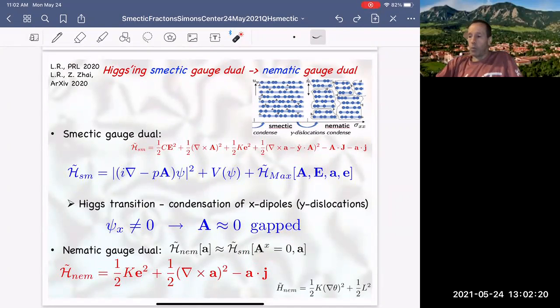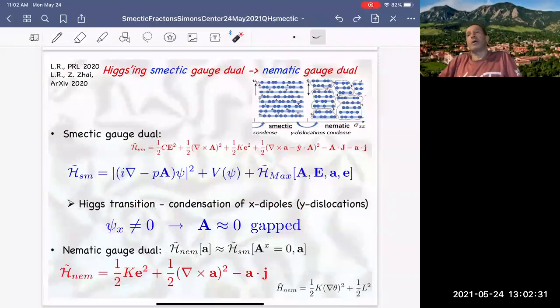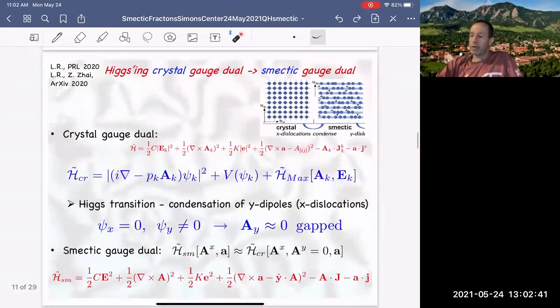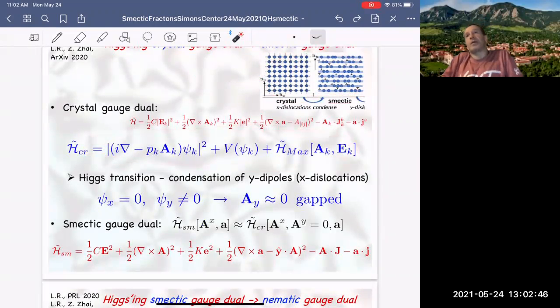What are the critical properties of this model as you tune to this critical point? This is just a way to get the phase. But what are the actual critical properties from any layered state, a smectic state to a nematic state, or its counterpart from a crystal to a smectic? What's the critical property of this model? It hasn't been explored. If you wish, it's the quantum analog of the Lubensky-Ma theory, a billion Higgs model, except this is a more complicated version of it.